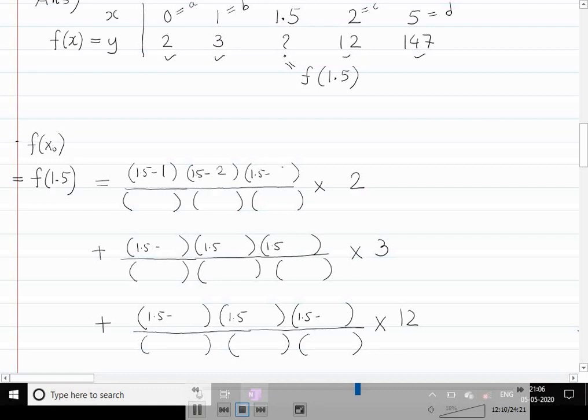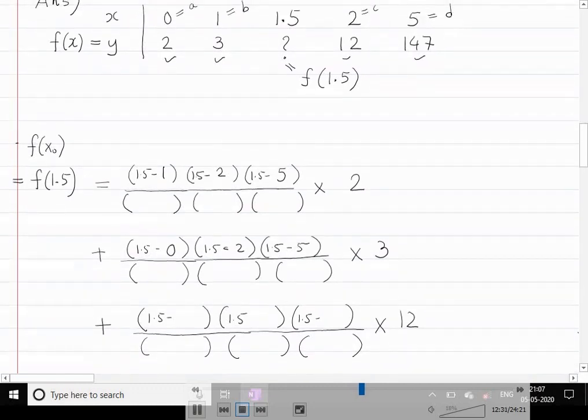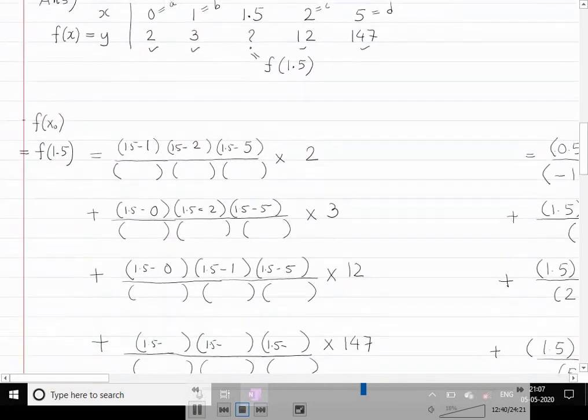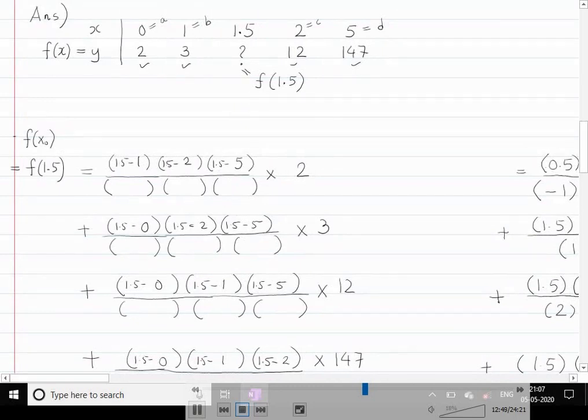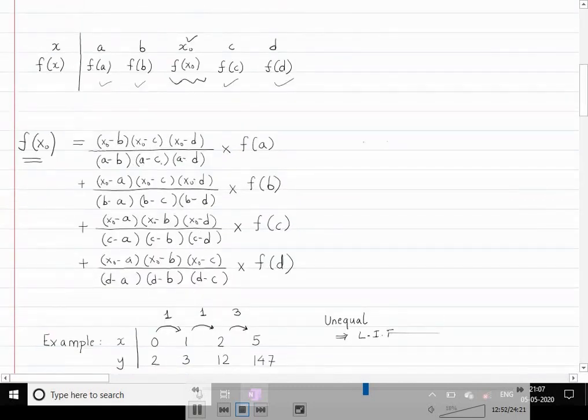In the second line, which is about B, I will not write B, I will write A, C, D, which means 0, 2, and 5. In the third line, which is about C, I will not write C, so I will write 0, 1, and 5. The last line is about D. D is 5, so I will not write D here, I will write 0, 1, and 2. Now going back to the denominator, the first line is about A.